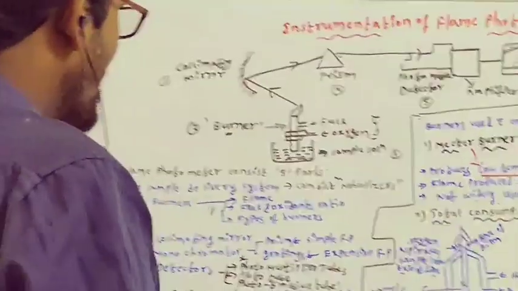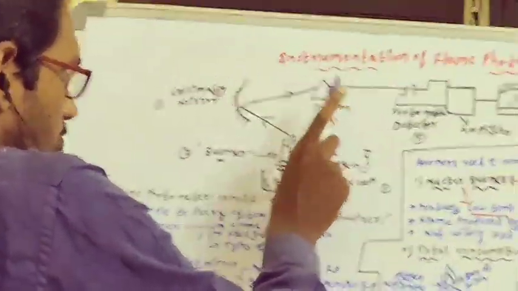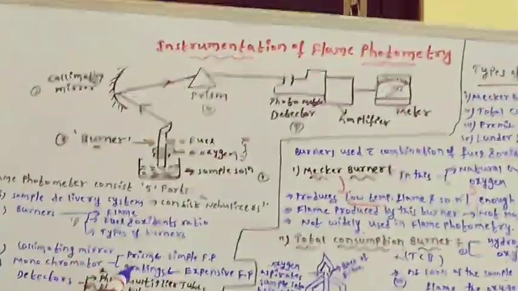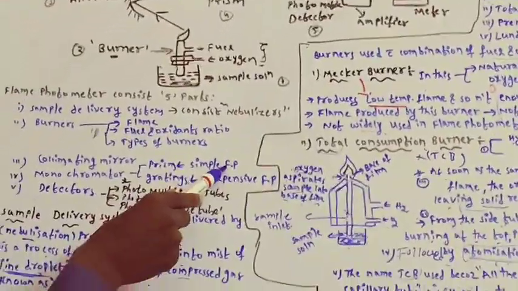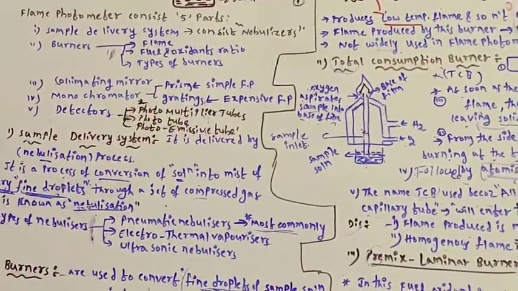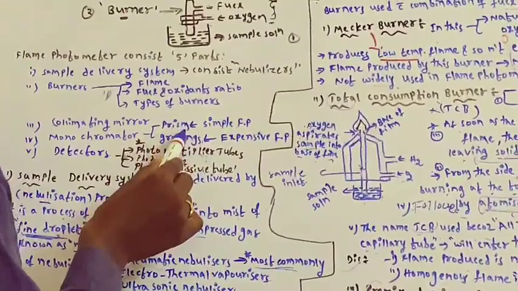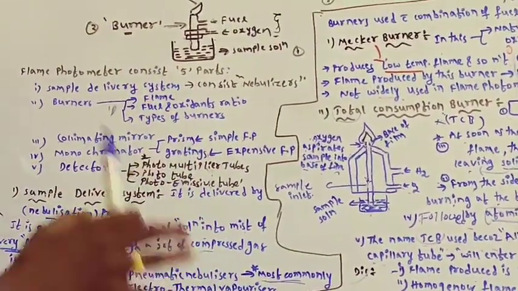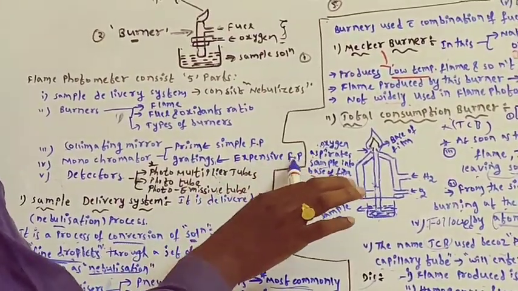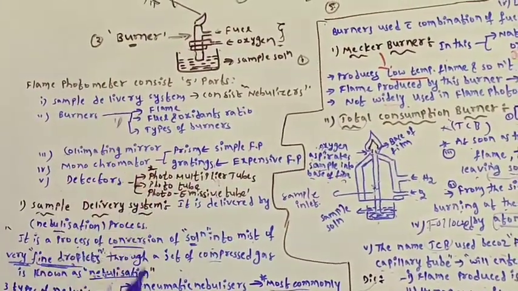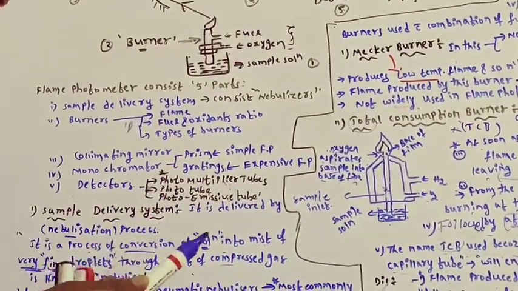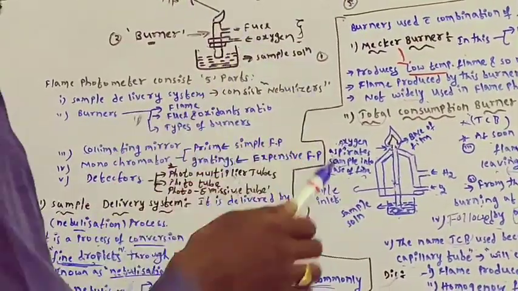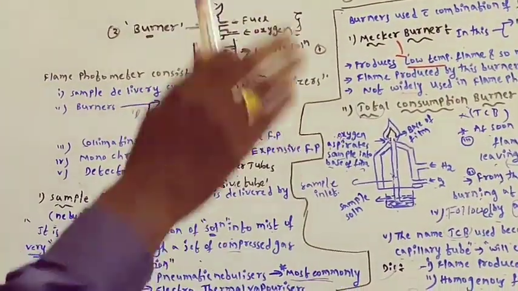And the fourth part, as I told you, is the monochromator, that is, the prism. In simple, inexpensive flame photometers, prisms are used as the monochromator. In expensive, costly flame photometers, gratings are used. I already mentioned how prisms and gratings work in UV visible spectroscopy, so once you go through that.